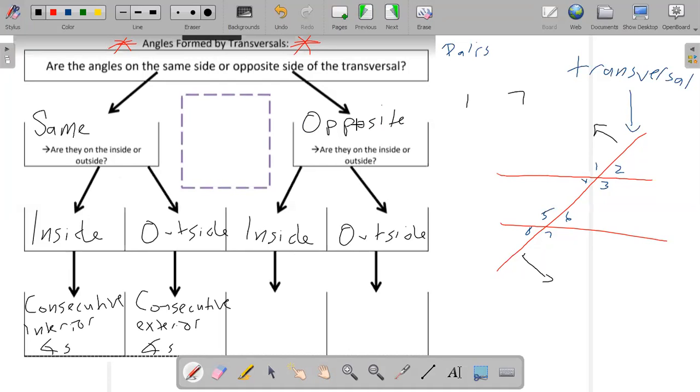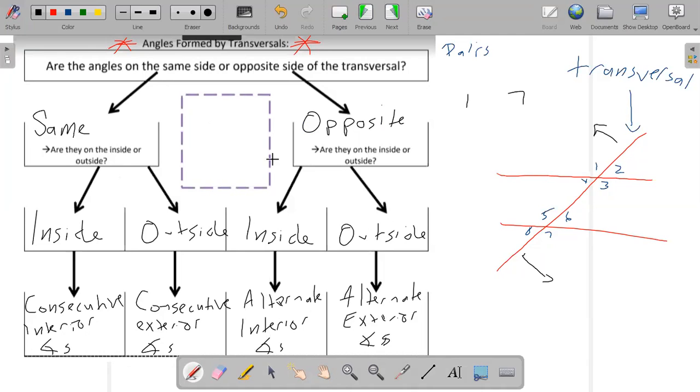Okay, so for opposite, the word you're going to use is alternate. So these are alternate interior angles. And then opposite outside means alternate exterior angles. So I have consecutive interior, consecutive exterior, alternate interior, and alternate exterior.